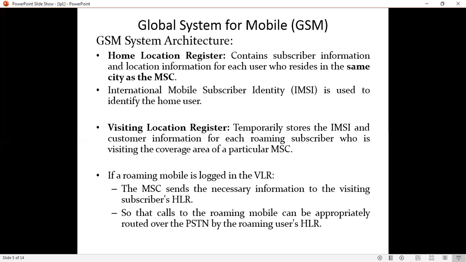Okay. If a roaming mobile is logged into the VLR, that is the visitor location register, then the MSC sends the necessary information to the visiting subscriber's HLR, so that calls to the roaming mobile can be appropriately routed to the PSTN by the HLR. So that is the use of the visitor location register.